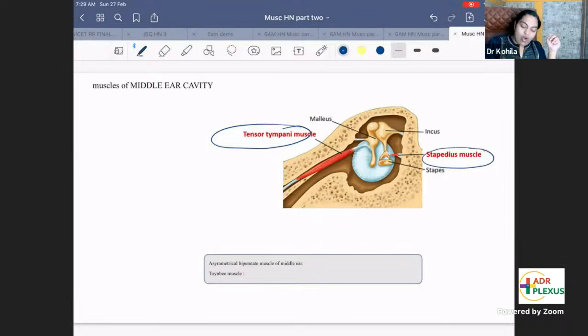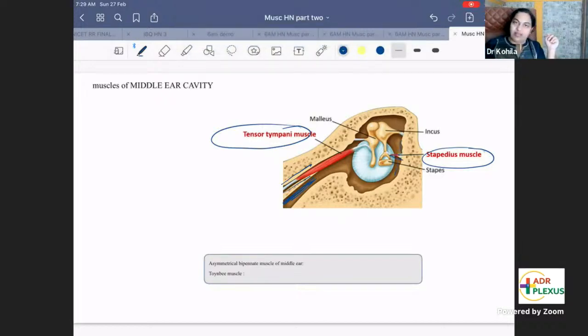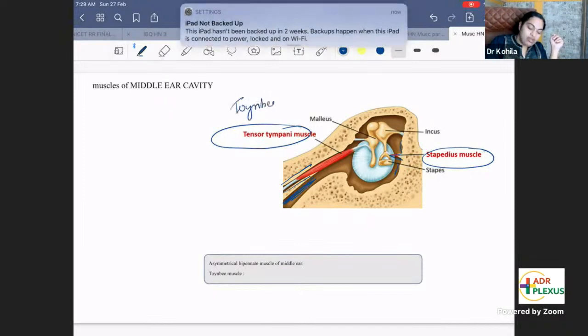This is the anterior wall of the middle ear. You get to see the canal for the eustachian tube. Above that, there is the canal for tensor tympani, right? This is the tensor tympani muscle attaching to the handle of malleus. This is the posterior wall where you get to see the stapedius muscle. The other name for tensor tympani muscle is Toynbee muscle.